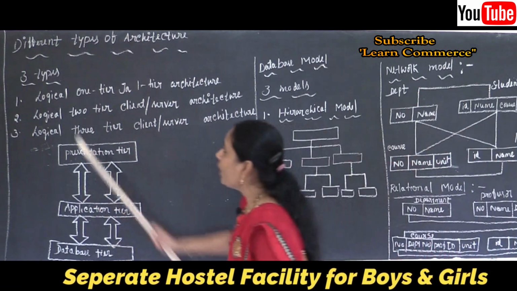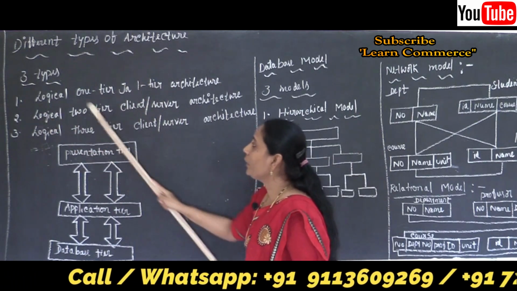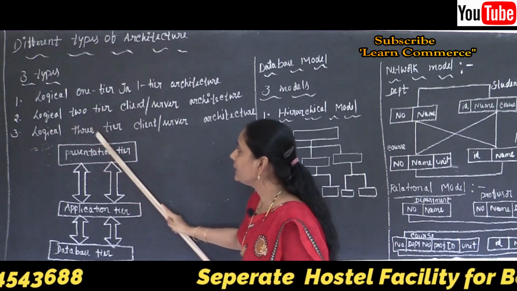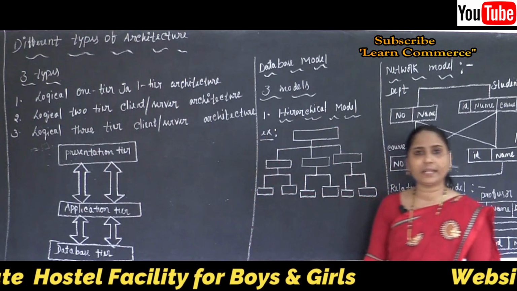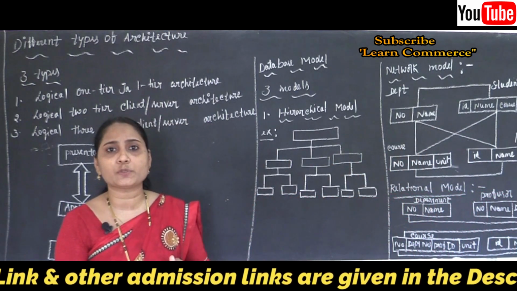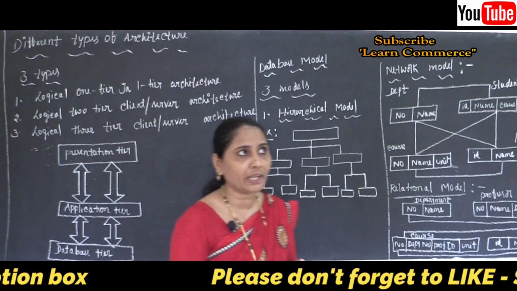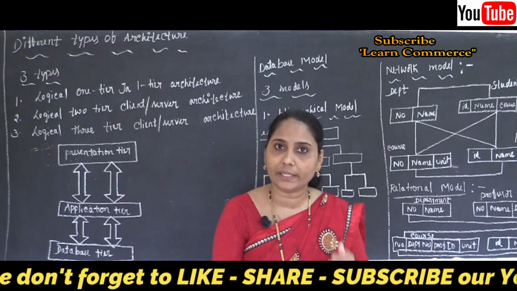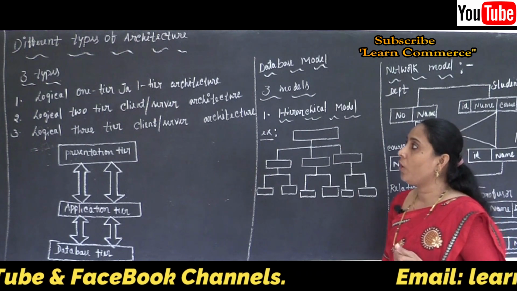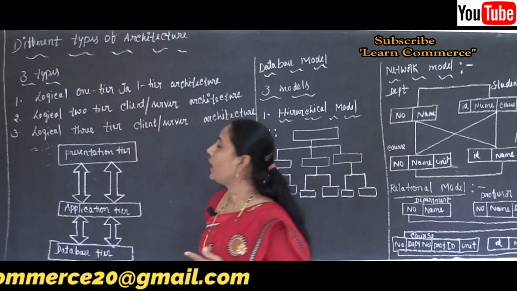The types are: logical one-tier in one-tier architecture, logical two-tier client-server architecture, and logical three-tier client-server architecture. Such are called the different types of DBMS architecture. So the database architecture is logically divided into three types. Now we are going to learn about the first type, that is the logical one-tier in one-tier architecture.